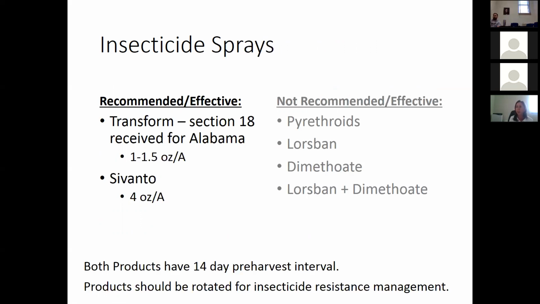And we don't recommend these products because the results are variable. Sometimes you'll see a little bit of suppression for 5 days to a week, but populations can rebound very quickly. Or sometimes we didn't see suppression at all under high infestation levels. So if you're going to make an application, Transform and Savanto are the two best products.